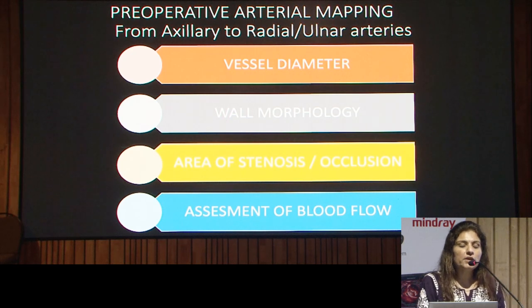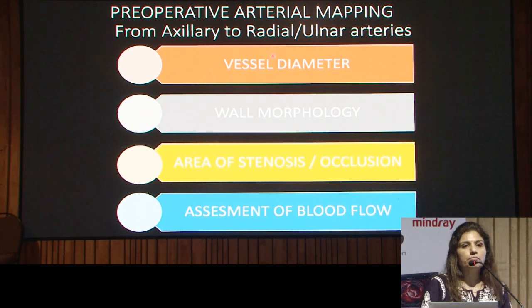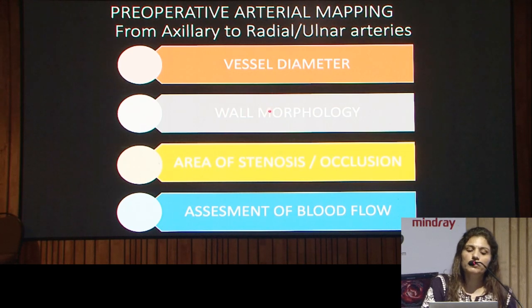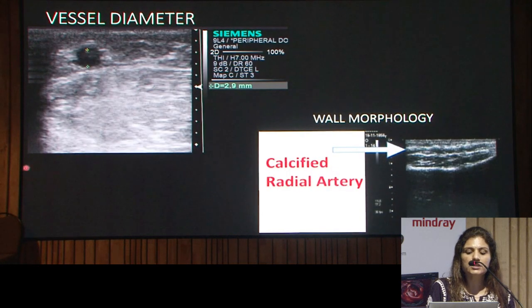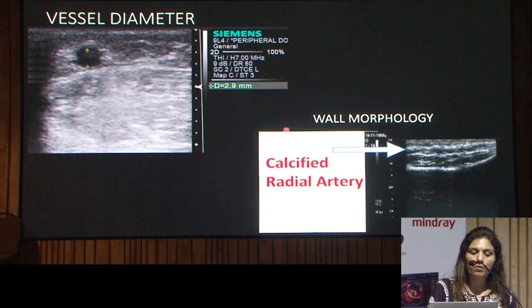Preoperative arterial mapping should start from the axillary level up to the radial and ulnar, but practically we usually start it at the level of the brachial. Importantly, not only mentioning vessel diameter, it is important to mention the wall morphology, any area of stenosis or occlusion, and assessment of blood flow. Each one of it carries its own importance, so mentioning all these is very, very important.